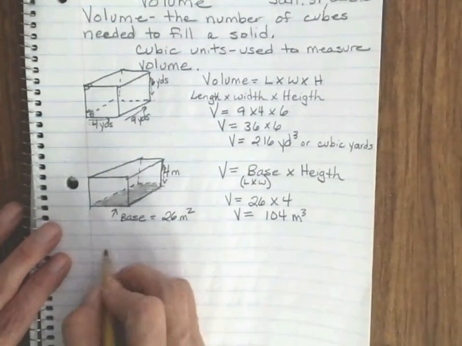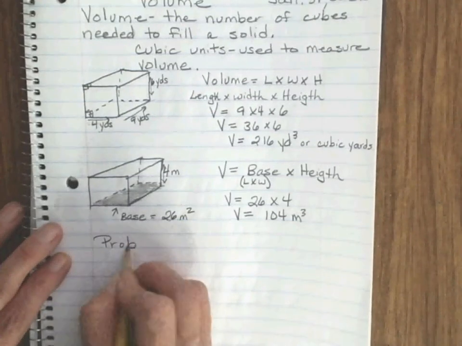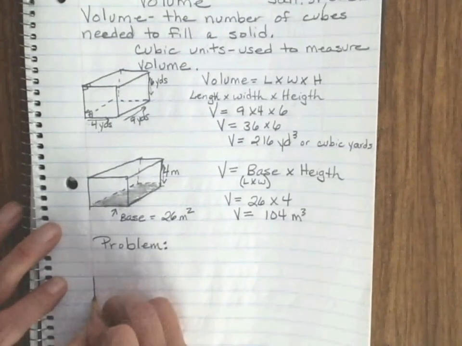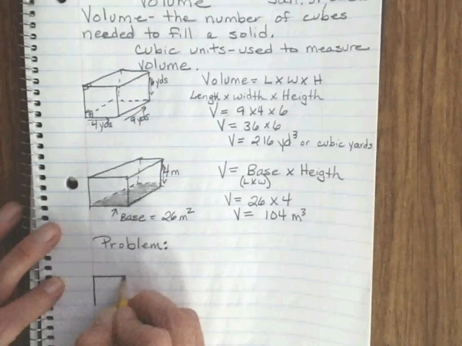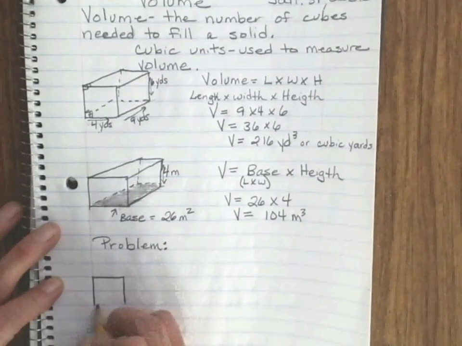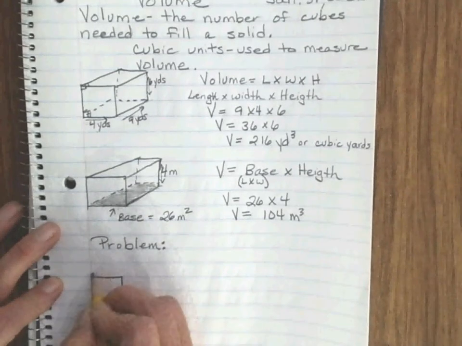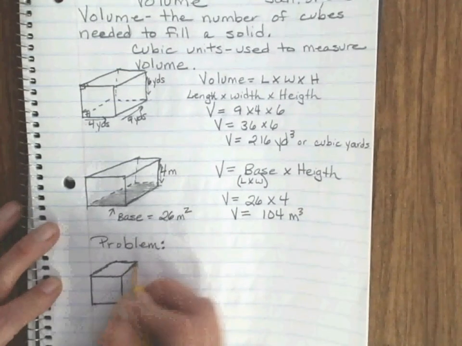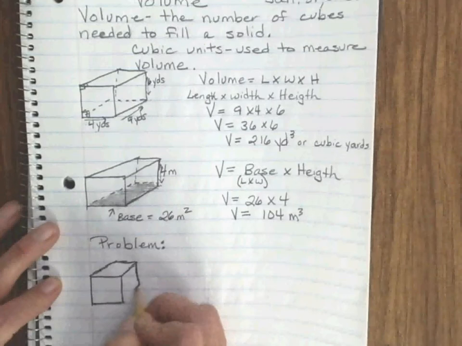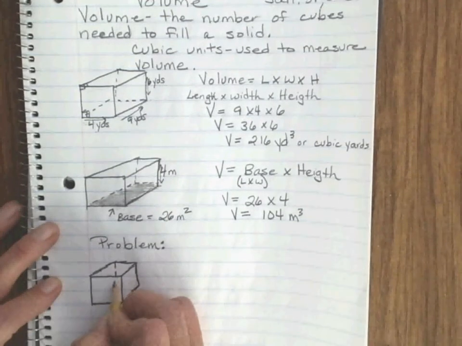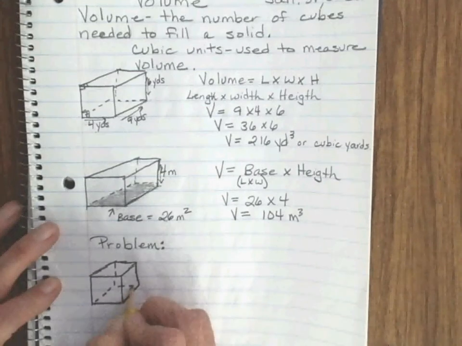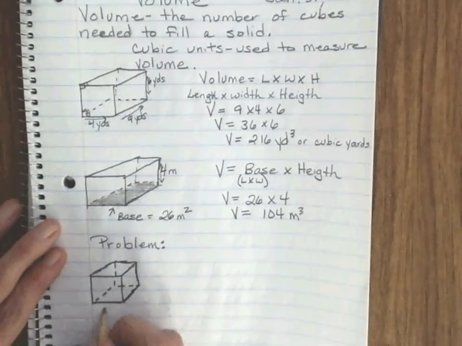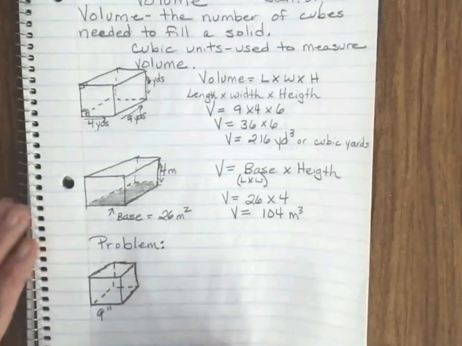Okay, now I'm going to give you a little problem to solve. And let's see how you do with this one. I'm going to do my very best to draw a cube. Instead of a rectangular prism, I'm drawing a cube. Now, while I'm drawing this cube, I want you to think about what you know about a cube. Okay? Try and remember what you know about a cube. And one thing I'm going to tell you about this cube is it has a side of 9 inches.